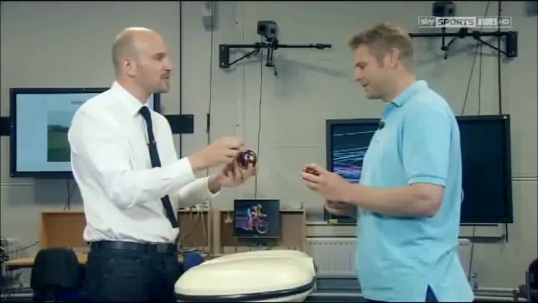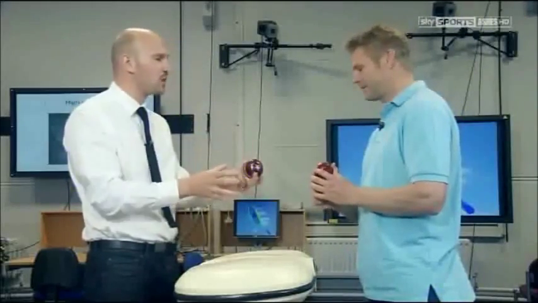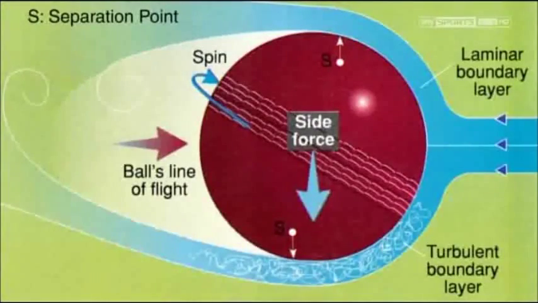If you've got quite a prominent seam, it's going to change the airflow around either side of the ball, and that's what we need for swing bowling. We need effectively what I call turbulent flow on one side of the ball, and laminar flow on the other side of the ball. You're going to have to describe that now.